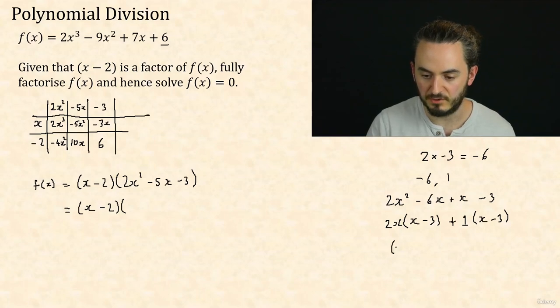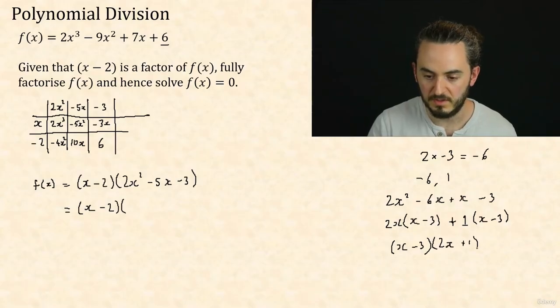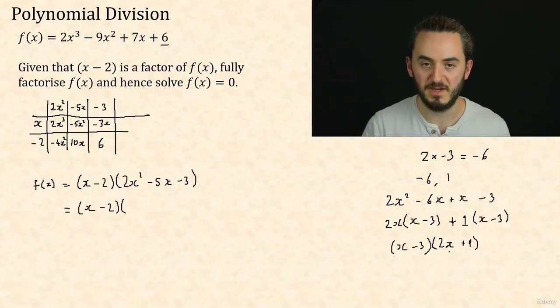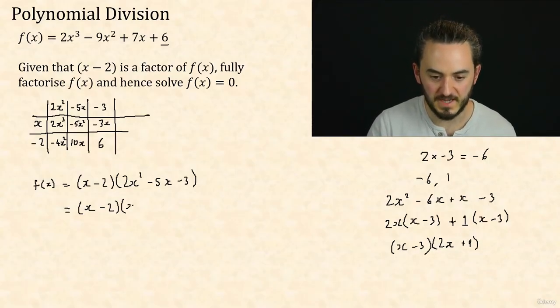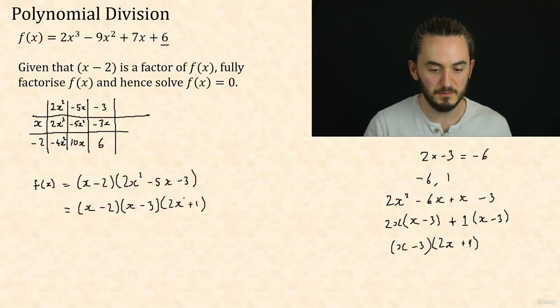And so fully factorised, I can see that x minus 3 is in both, and that leaves me with 2x plus 1. If you don't know what I'm talking about here, please do go back and watch the AC method video where I explain this in lots of detail. So fully factorised, that is x minus 3 and 2x plus 1. And there is the fully factorised cubic.